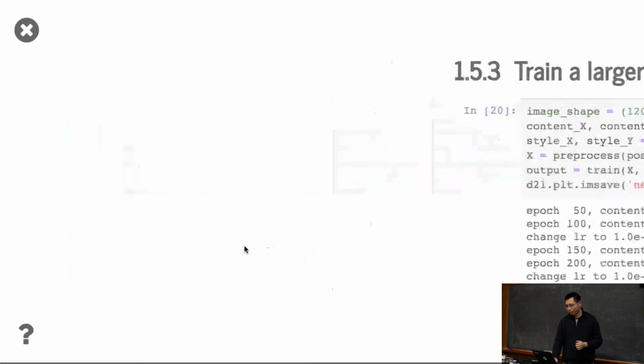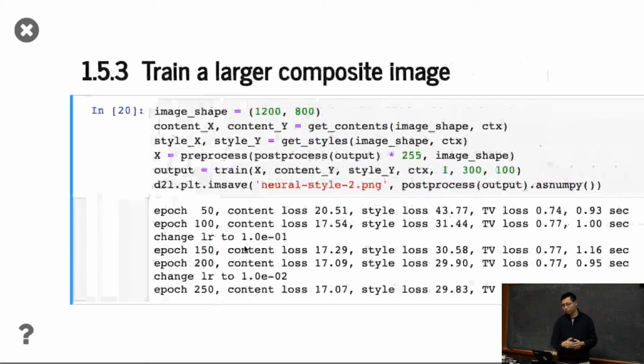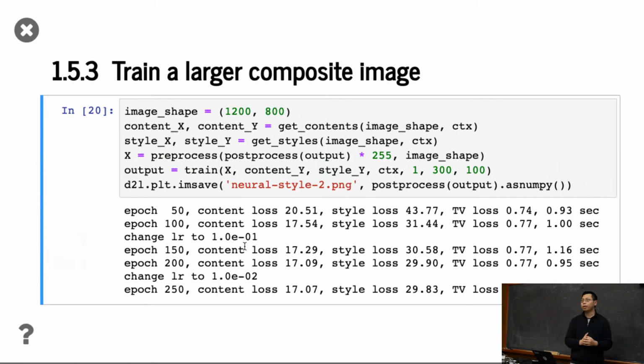But usually if the image is too small, you lose a lot of local information, so it's pretty blurry here. Then what you can do is train a bit larger image, like 1020 by 800. The trick here is that you can use the learned image from the small size as the initialization of the larger one. You just resize it to a larger one to make it the starting point. Then you can make the training much faster.